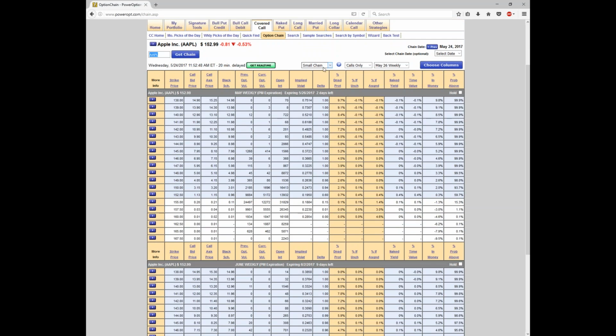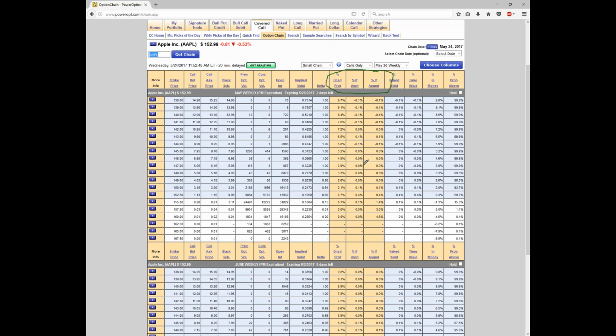On the straight call chain on PowerOptions, we offer you the ability to select multiple criteria, whether you want to delve into the Greeks, look at IV ranges, IV ratios for the options, overvalued or undervalued based on Black-Scholes or other ratios as well. Things such as the time value, range in or out of the money, the probability above, and most important, these three little criteria here on the chain.